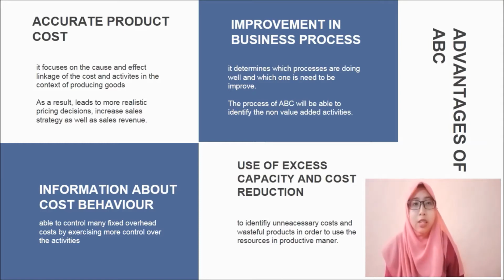And the last one is use of excess capacity and cost reduction. Under activity-based costing, products are charged for the cost of capacity they use, not for the cost of capacity they don't use. The unused cost of capacity is usually treated as a period expense. Through the process of pooling of activity costs and identification of cost drivers, ABC can lead to a range of applications.